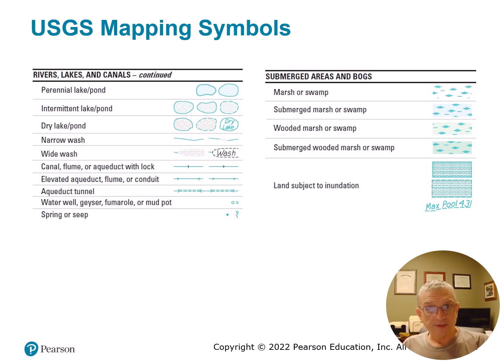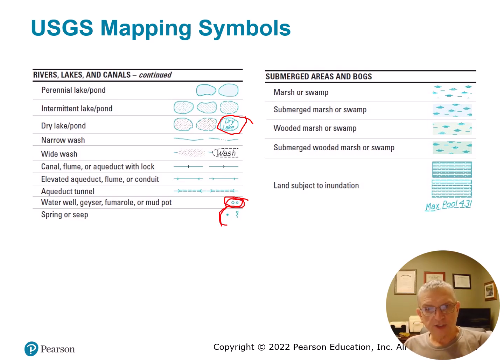Intermittent, they're going to do something dashed in between to let you know. If it's dry, it's going to look like a red or pink, or just be labeled as a dry lake. And you have a lot of those out west, where they only get water in them certain times of the year. Also showing water wells, geysers, mud pots, things that we don't have in the southeastern U.S.